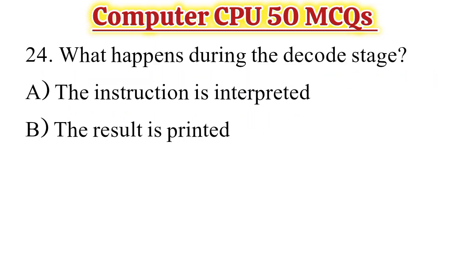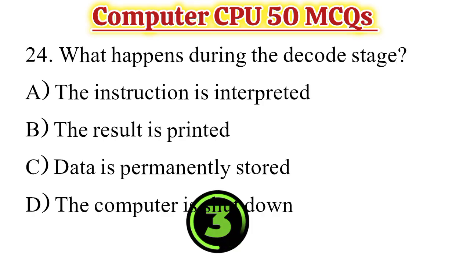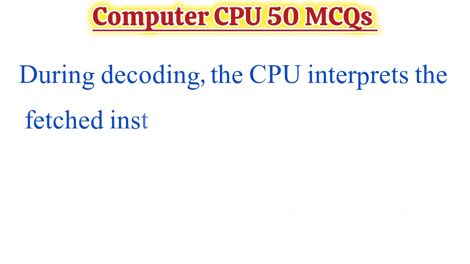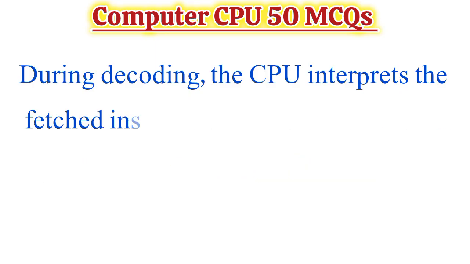24. What happens during the decode stage? A. The instruction is interpreted. B. The result is printed. C. Data is permanently stored. D. The computer is shut down. Answer: the instruction is interpreted. During decoding, the CPU interprets the fetched instruction and determines what operation needs to be performed.